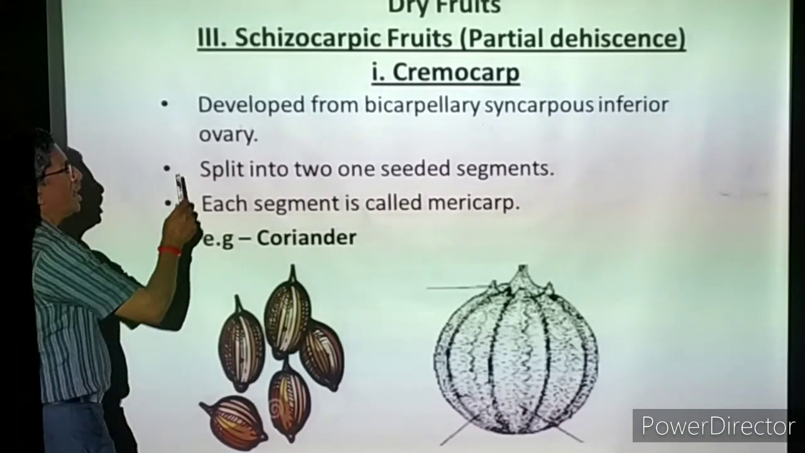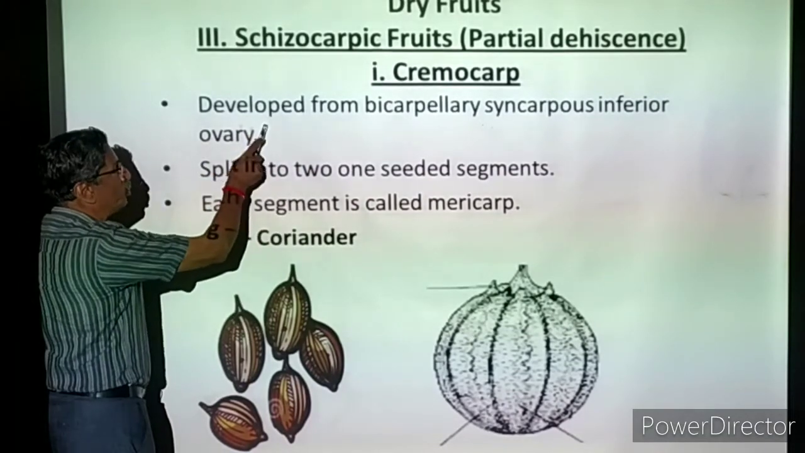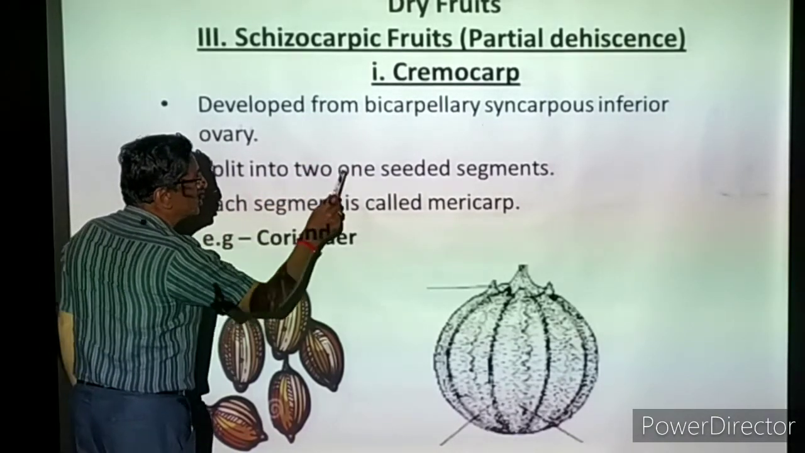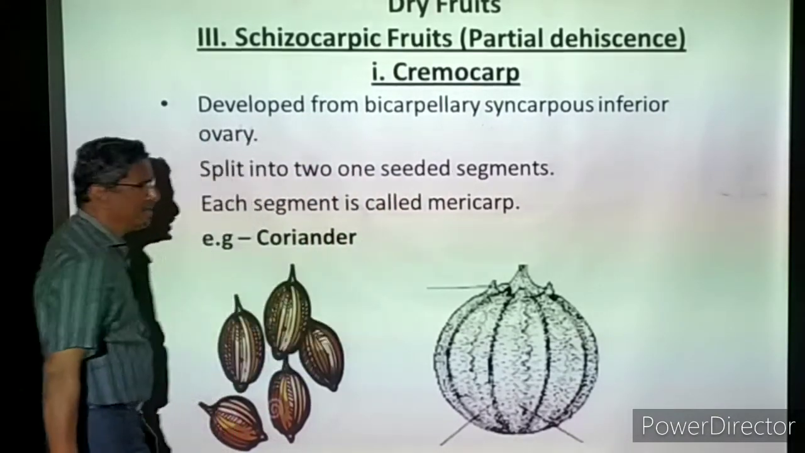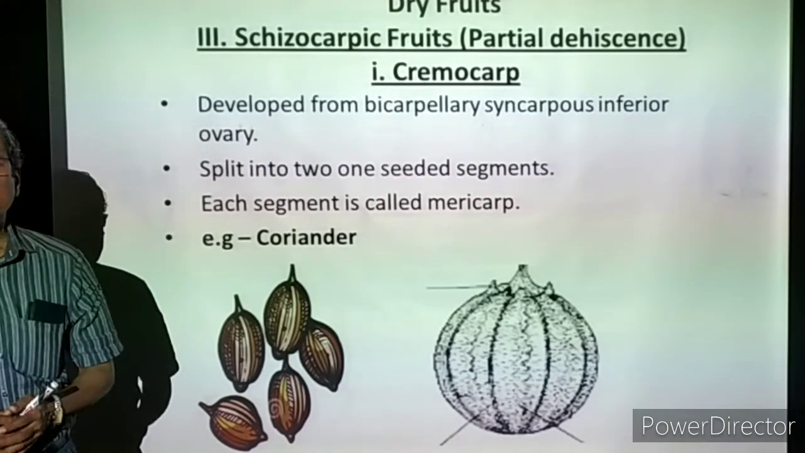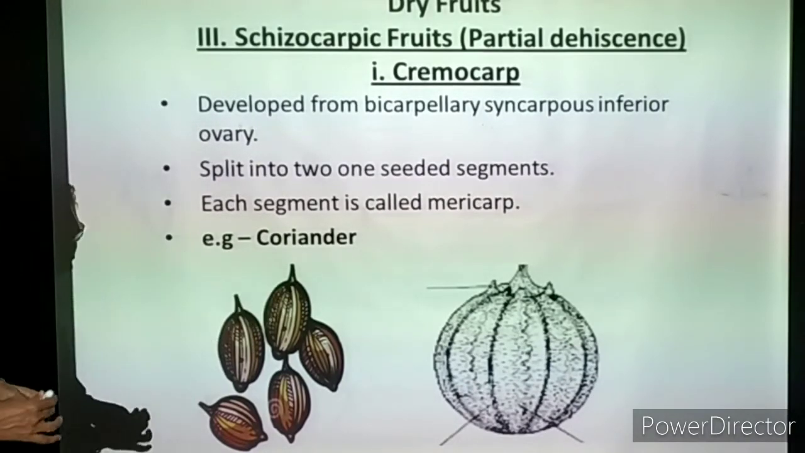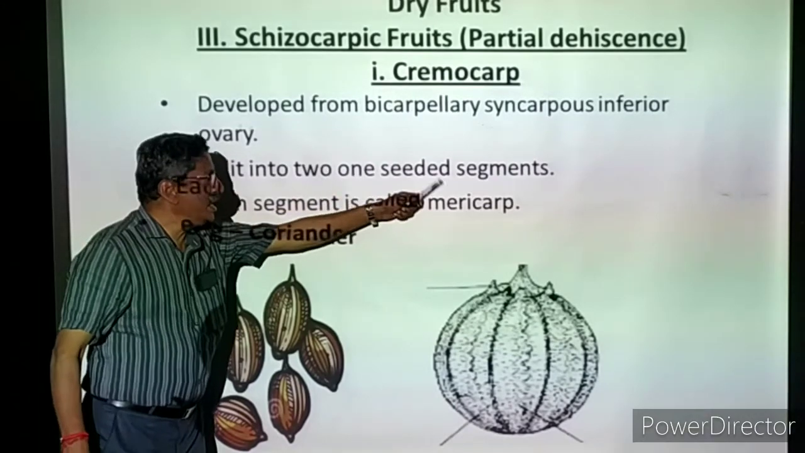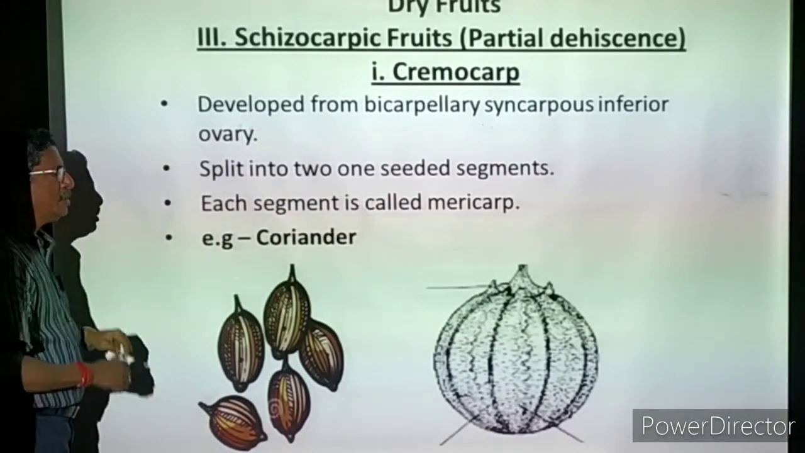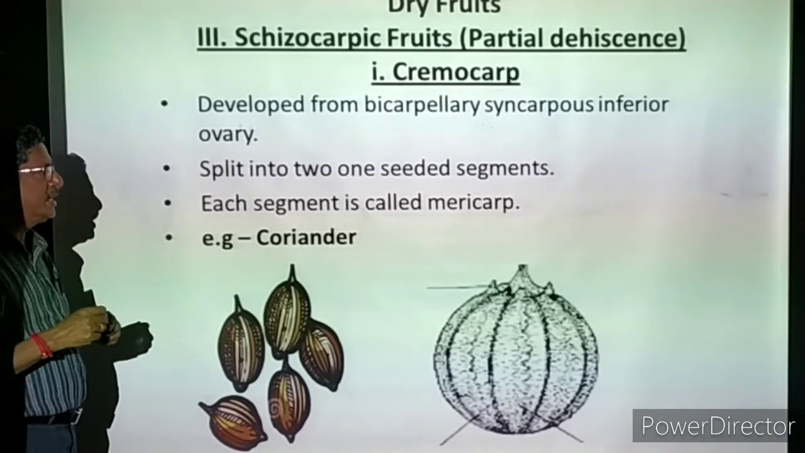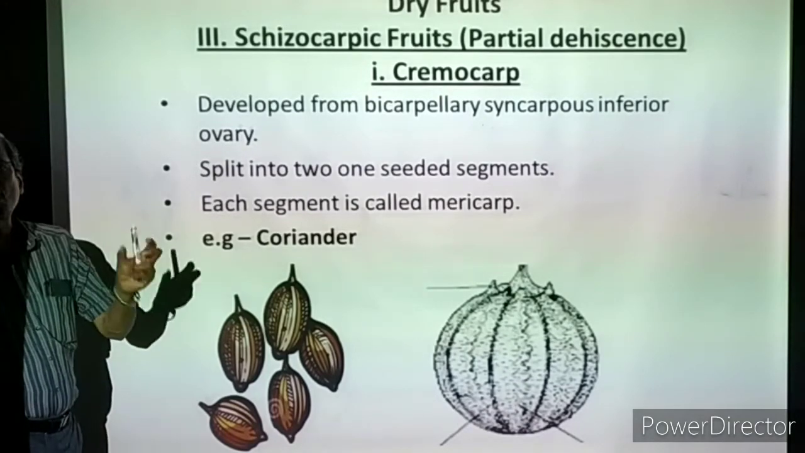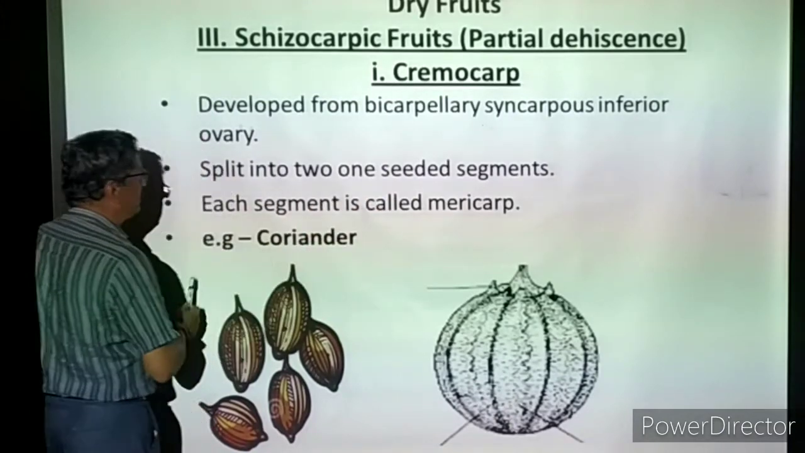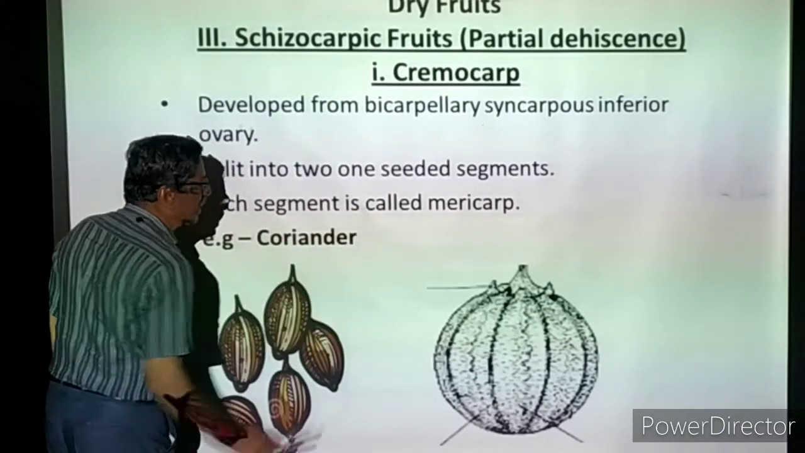Okay, next one. After development of this type of ovary into a cremocarp fruit, the fruit splits into two one-seeded segments. The fruit is bursting. It is divided into two pieces, and each piece, that is two segments, each piece is having one seed. That means in the whole fruit, only two seeds are there. When it is splitting, each half is carrying only one seed. Splits into two one-seeded segments. Each segment is called a mericarp.